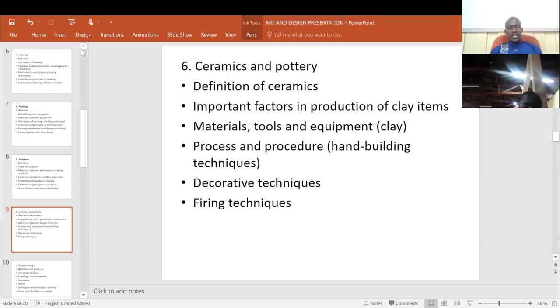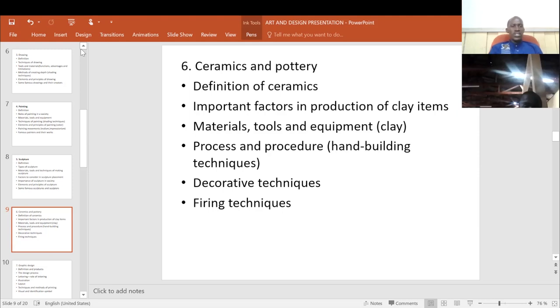Though firing forms part of the decorative techniques of ceramics and pottery, again, it is of importance that the candidates familiarize themselves with vocabulary that comes with clay works, ceramics. Examples of such words, we can talk about terracotta, slip, glaze and all that. Let the candidates understand some of these terminologies that come with ceramics and pottery work.